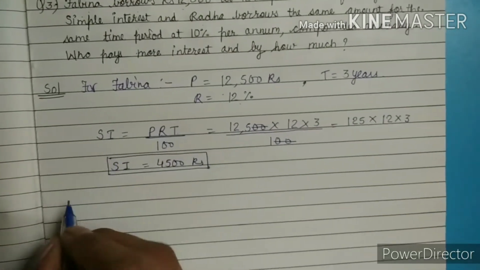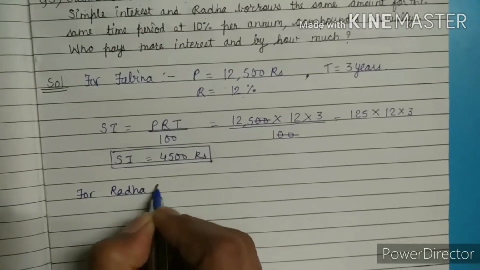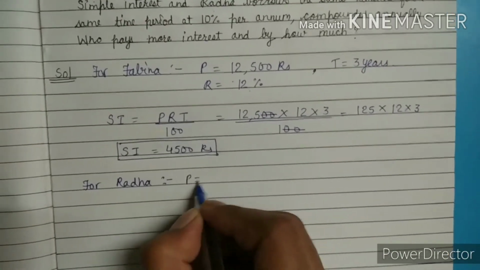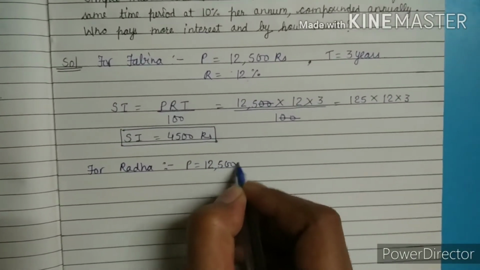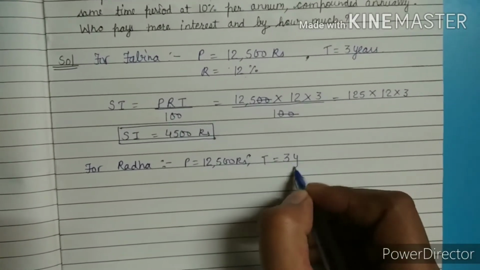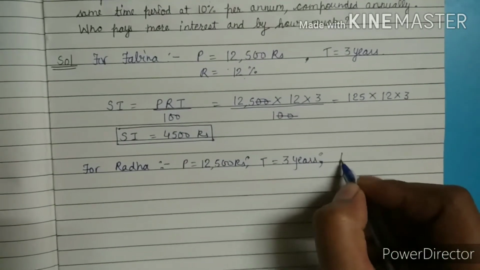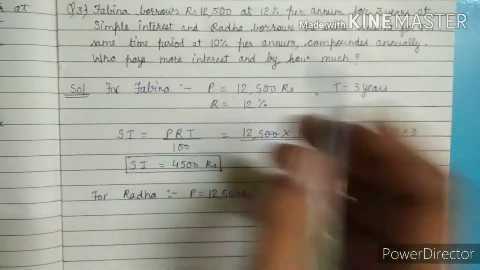Now this is for Fabina. Now we will take for Radha. Principal is the same, that is 12,500 rupees. Time is also the same, that is 3 years. But the rate of interest will become how much? 10%.